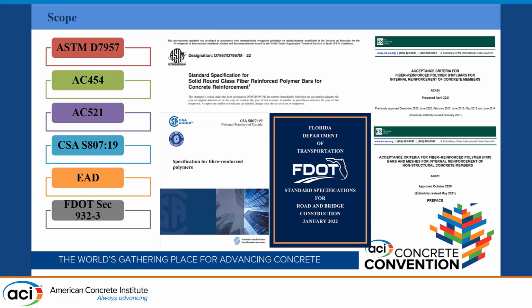In this research, we have worked on 6 documents: 4 from the United States, 1 from Canada, and 1 from Europe. There are many other material specifications and building codes that we have to consider for the publications, but as of now, we have just 6 of them. ASTM D7957, Acceptance Criteria AC 554, AC 521, and the last one, FDOT, which is the Florida Department of Transportation. These documents are from the United States, then CSA is from Canada, and EAD is from Europe.